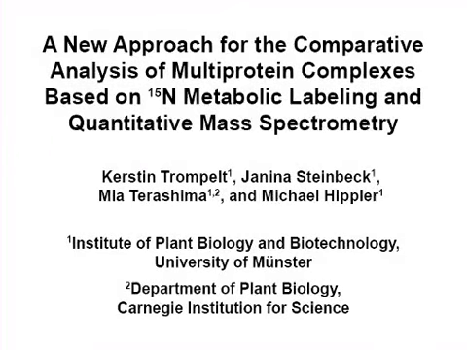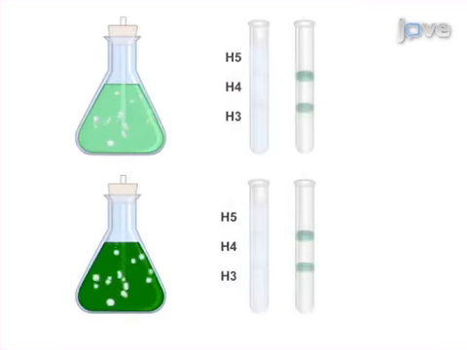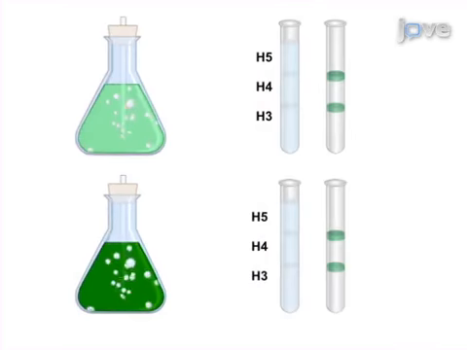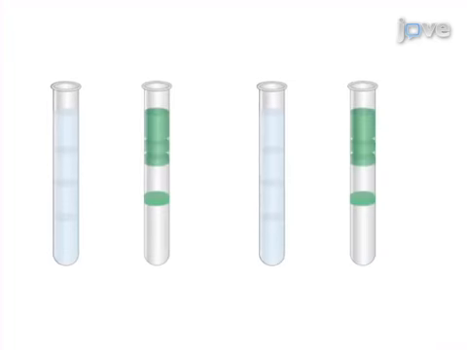The overall goal of this procedure is to comparatively analyze the composition of multiprotein complexes in thylakoid membranes under different conditions. This is accomplished by first isolating thylakoid membranes from Chlamydomonas cells exposed to anaerobic conditions. Next, the thylakoid membranes are solubilized and fractionated on a sucrose density gradient.